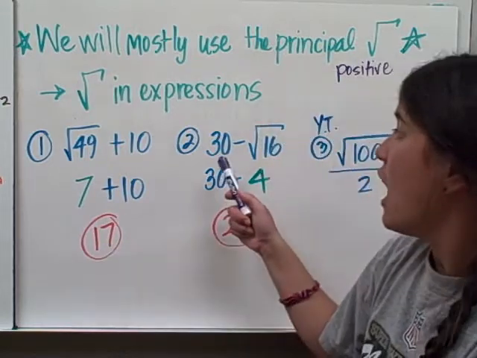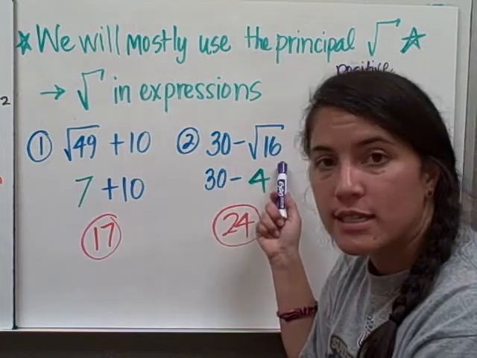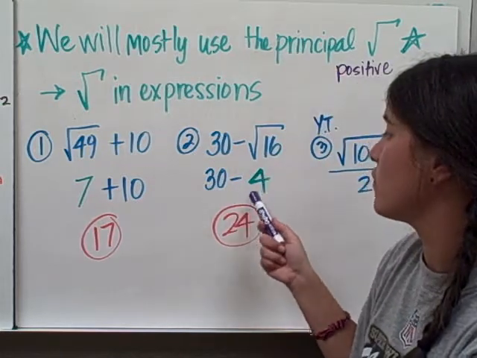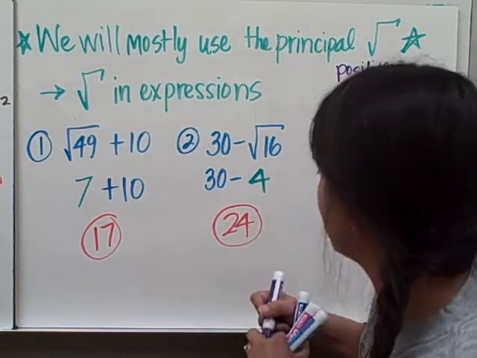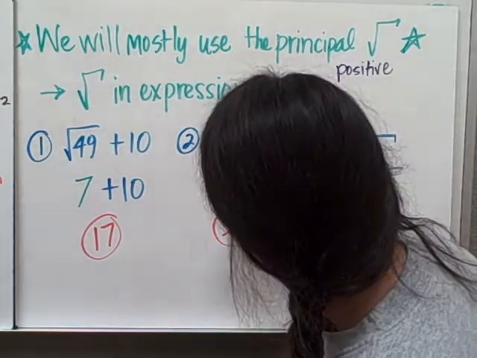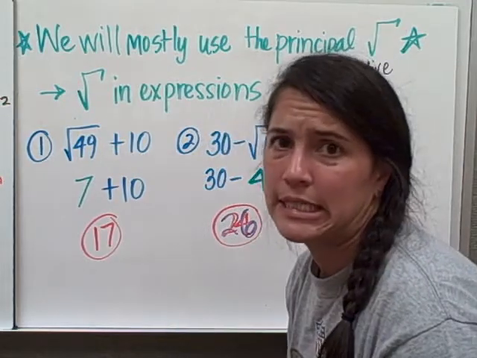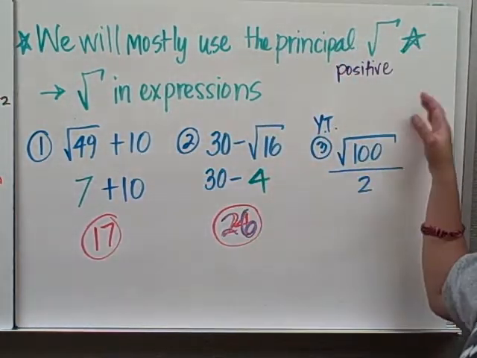Number 2, 30 minus the square root of 16. Well, the principal square root of 16 is 4. So 30 minus 4 is 26. Oops, made a mistake. 26. Uh-oh.